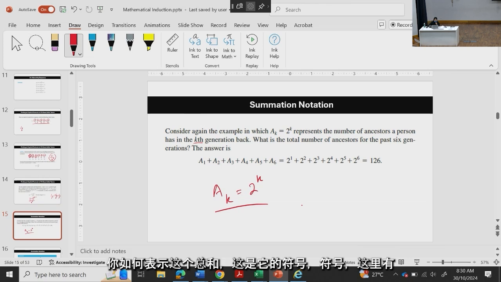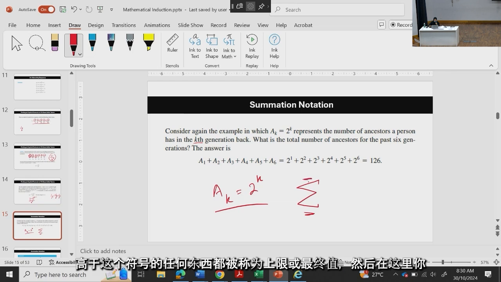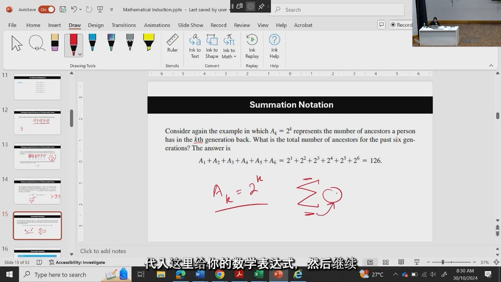How do you represent that summation? This is the notation, the symbol for that. Here you have the lower limit. Whatever is mentioned below this summation is the lower limit or the initial value. Whatever is above this notation is known as the upper limit or the final value. And then here you have some mathematical expression. Based on that, you start from the initial value, plug that in into the mathematical expression given over here, and you continue until you reach the upper limit.